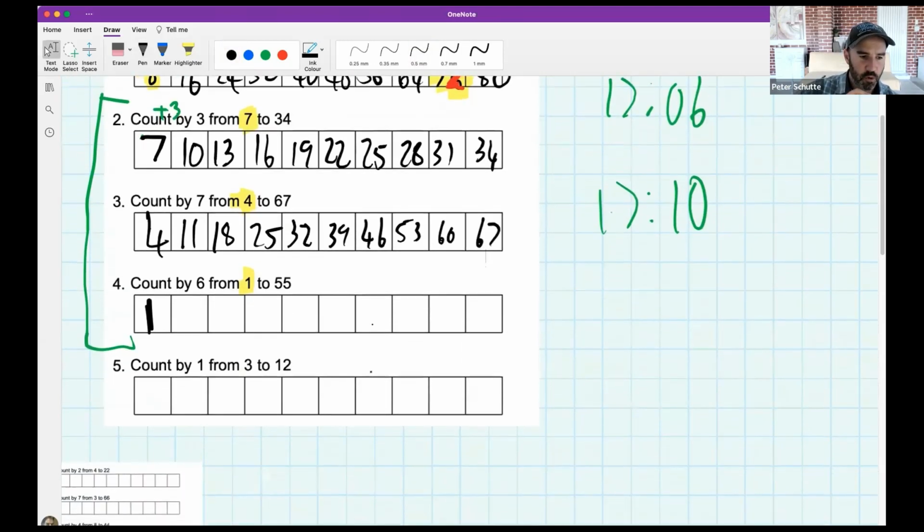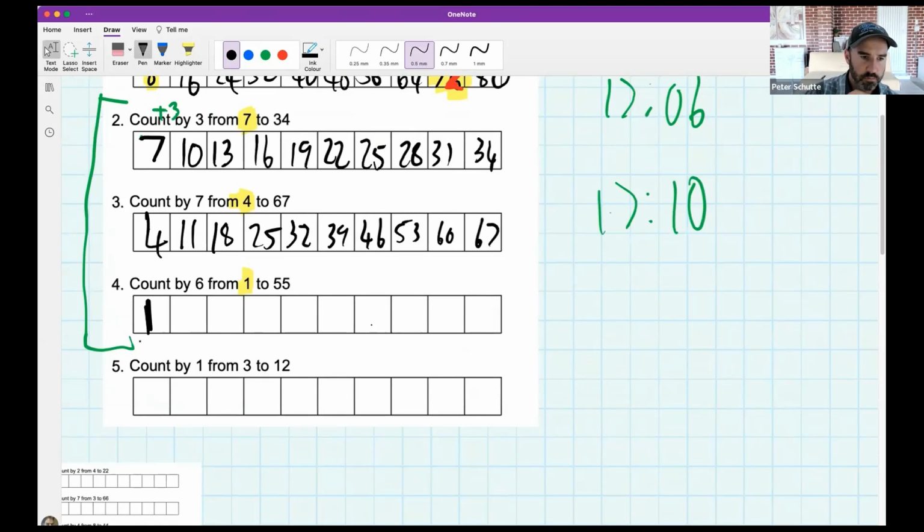So I'm going to add a few more now. Well, I'm going to add one more. This is a very good exercise. Notice how you need to know your times tables. So count by 6 from 1. So 7.